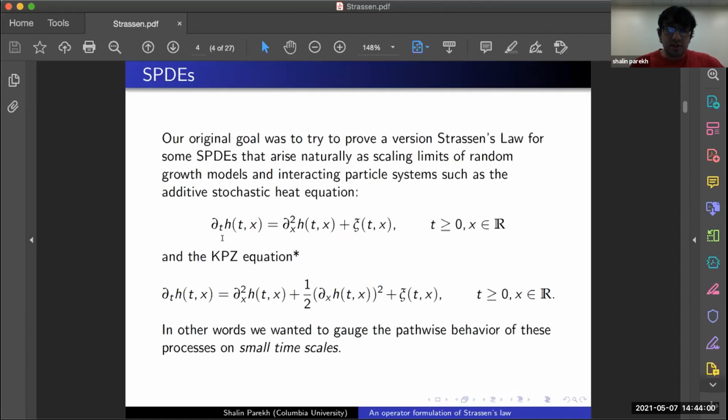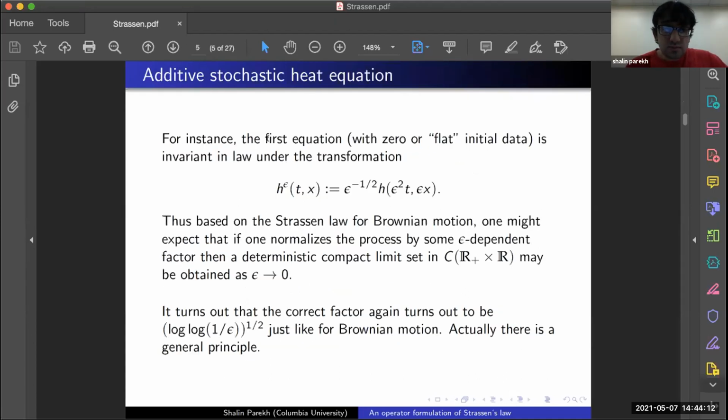But first, I'm going to focus on the easier equation, the symmetric one, the additive noise stochastic heat equation, also called the Edwards-Wilkinson fixed point. If you look at that first equation with 0 initial data, that is invariant in law under the transformation where you scale time by epsilon squared, space by epsilon, and the fluctuations by epsilon to the 1/2. Based on Strassen's law for Brownian motion, you might expect that if you normalize this process by some factor, then you can get a deterministic compact limit set in the space of continuous functions on space and time as epsilon tends to 0. It turns out that the correct factor is again the square root of log of 1 over epsilon, just like for Brownian motion.